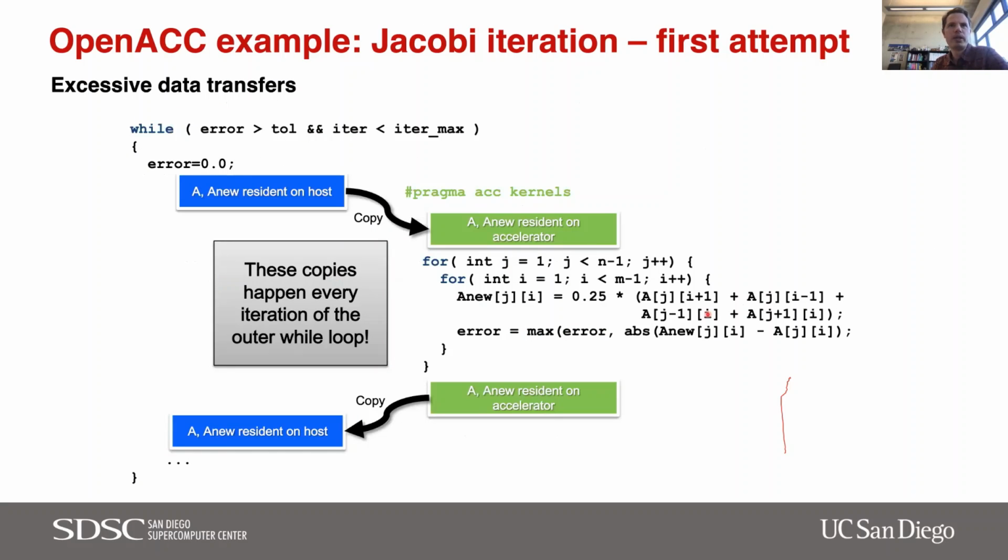And the reason is that A and A new are resident on the host, and the compiler is not able to really understand that within that while loop, we actually never need to download the data during the iterations, during the updates that we're doing, right? So we're doing all this copying back and forth between the CPU memory and the GPU memory, and that really kills our performance.